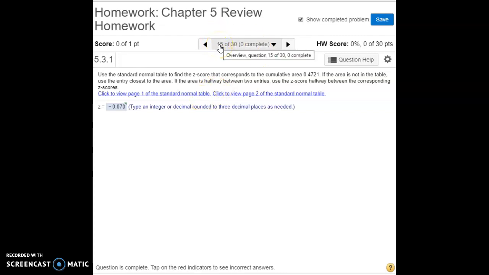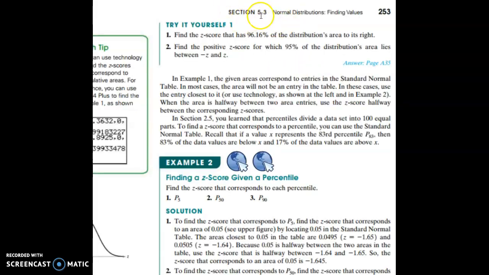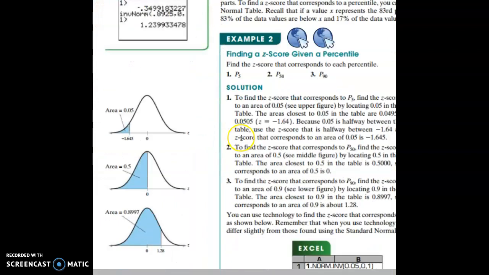In number 15, we are going to find the z-score that corresponds to a specified area or probability. In section 5.3, there's a visual picture that represents what we're doing. We have an area given to us, like one of these shaded in blue parts of the graph, and we're going to try to find the z-score that corresponds to that area.